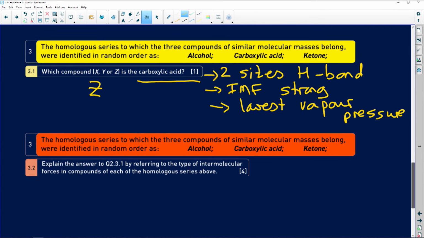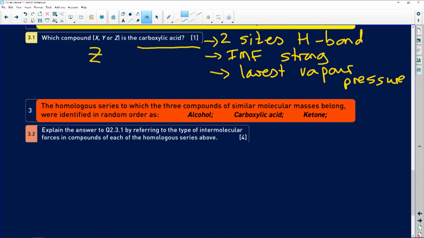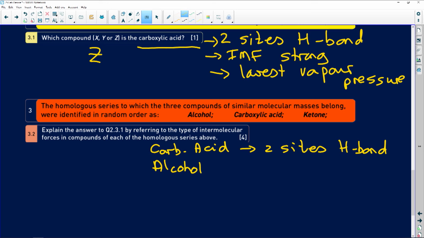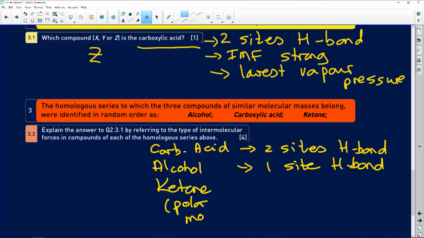In order to explain this, by referring to the intermolecular forces, explain why we said this. We know that a carboxylic acid has 2 sites for hydrogen bonding to occur. We know that the alcohol has only 1 site for hydrogen bonding. We know that a ketone is a polar molecule, and because it's a polar molecule, it's going to have dipole-dipole forces.